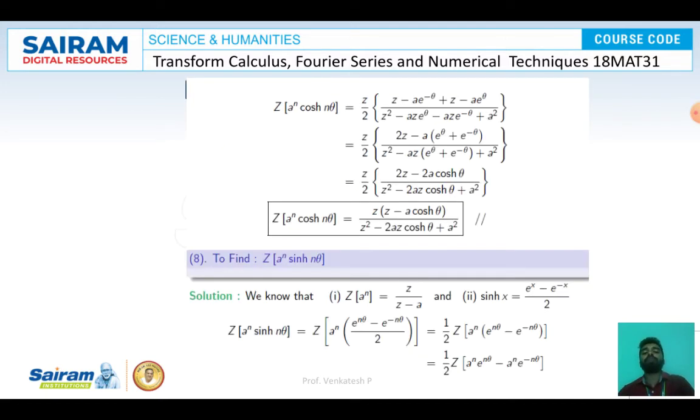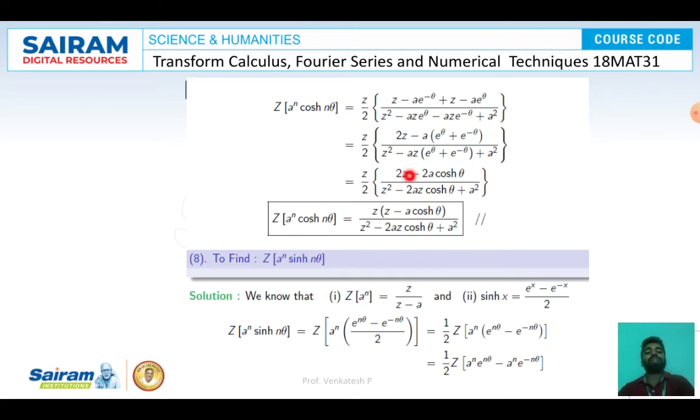Now taking LCM over there, we got the Z transform of a power n cos hyperbolic n theta is z by 2 into z minus a e power minus theta plus z minus a e power theta, divided by z square minus az e power theta minus az e power minus theta plus a square. So here, simplify this, we got 2z minus a into e power theta plus e power minus theta, divided by z square minus z into e power theta plus e power minus theta plus a square, into z by 2. So I'll keep z by 2 as it is.